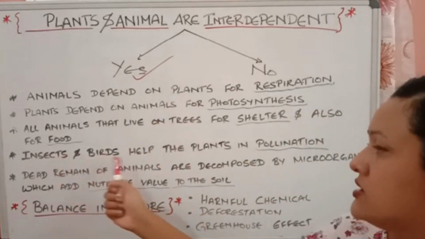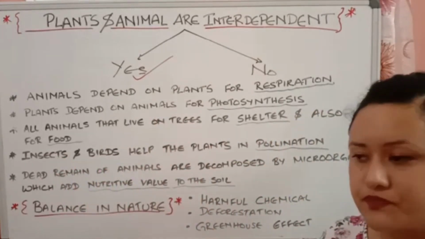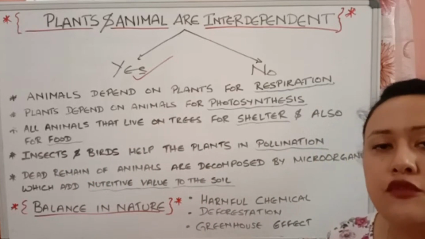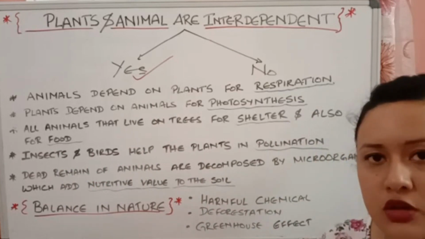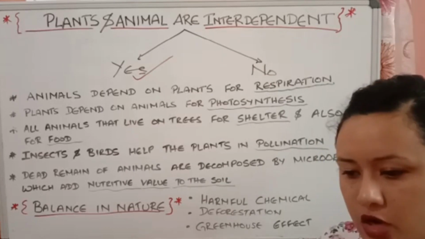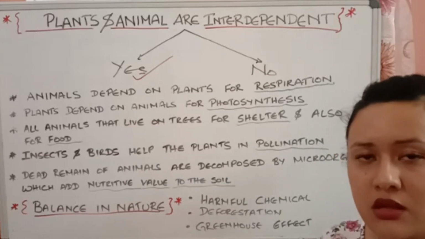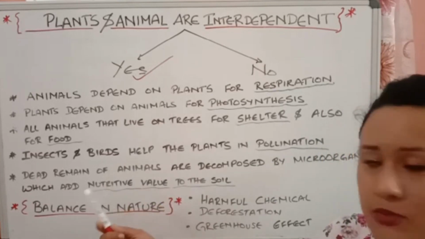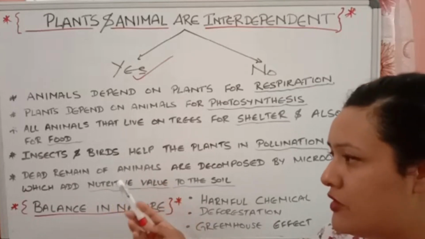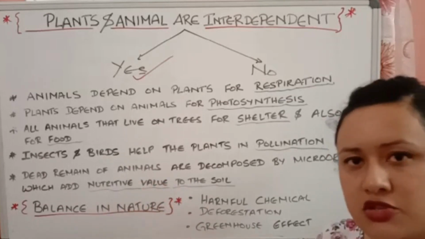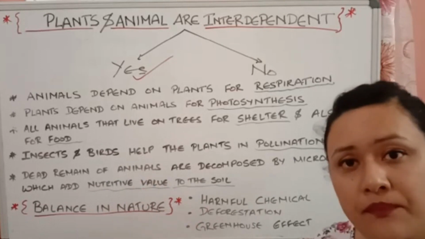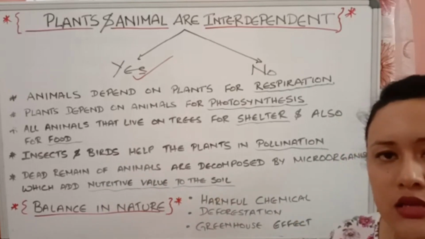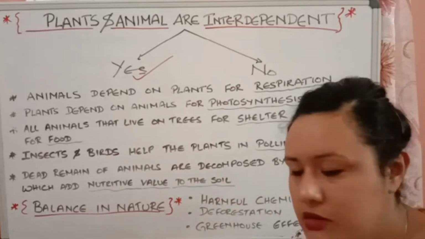Insects and birds help the plants in pollination. We all know, we had studied about pollination. What is pollination? It is the transfer of pollen grains from one plant to another plant, the flowers. It occurs in the flower. So here they need agents, in cross pollination they need agents. These agents are the animals, birds and insects, you can see. With the help of these insects and birds, the pollen grains are transferred. And if pollination occurs, then only reproduction occurs in plants. Yes or no? So this is how they are dependent upon each other. They help each other.